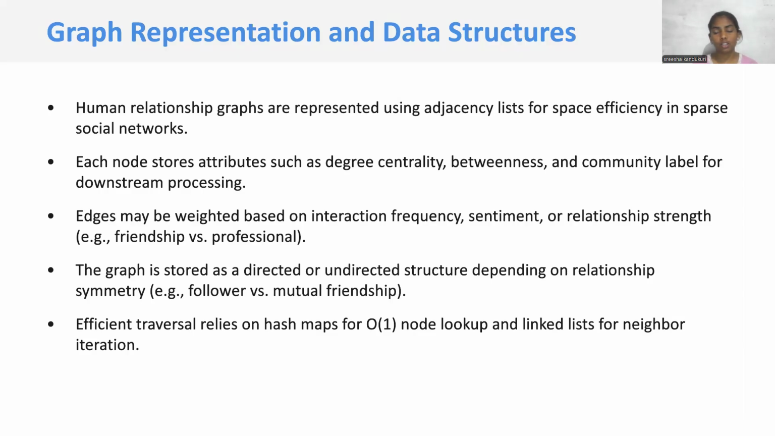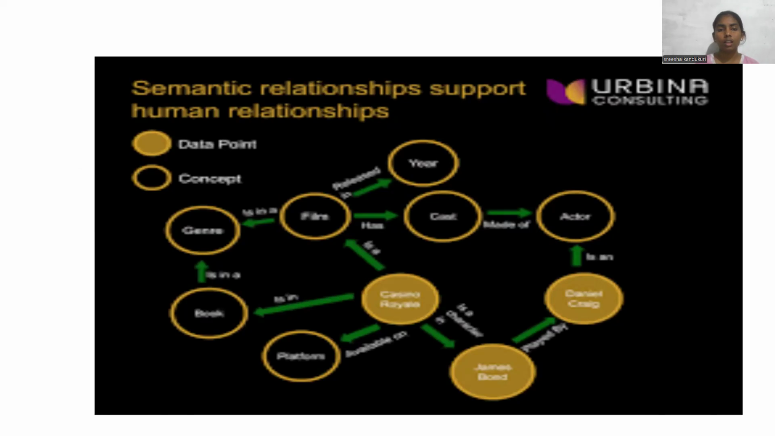Graph representation and data structures. Human relationship graphs are represented using adjacency lists for space efficiency in sparse social networks. Each node stores attributes such as degree centrality, betweenness, and community label for downstream processing. Edges may be weighted based on interaction frequency, sentiment, or relationship strength. Just now we saw this is the relationship of movie related and some human relations.